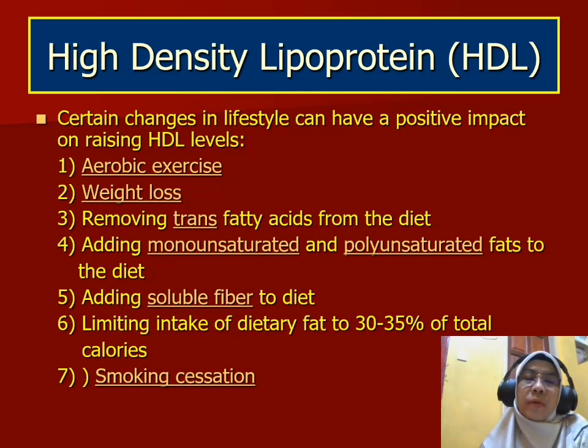We can lower LDL size, lose weight, remove trans fatty acids from the diet, add monounsaturated and polyunsaturated fat to the diet, add soluble fiber to the diet, and limit intake of dietary fat to 30 to 35% of total calories. And of course, you have to stop smoking.